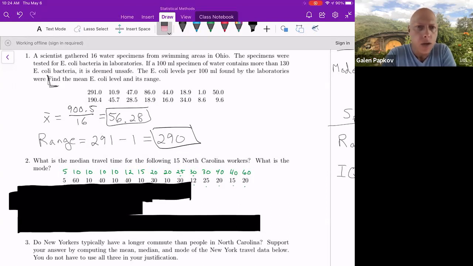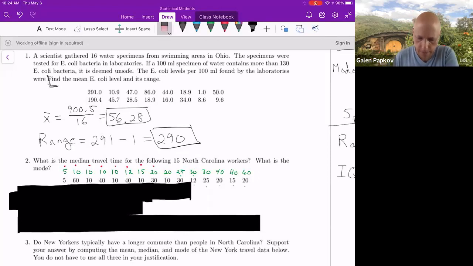Number 2, here you want to find the median travel time for 15 North Carolina workers. And the data set was not in order on your handout, but you could see in green that I did order it. And again, my preference is to go smallest to largest, which I did. And you're looking for the middle value. And so here you have 15. And so the middle value is a single number, and it's going to be the 8th value. And so as you go through and you're like 1, 2, 3, 4, 5, 6, 7, 8, it looks like that middle value is 20.